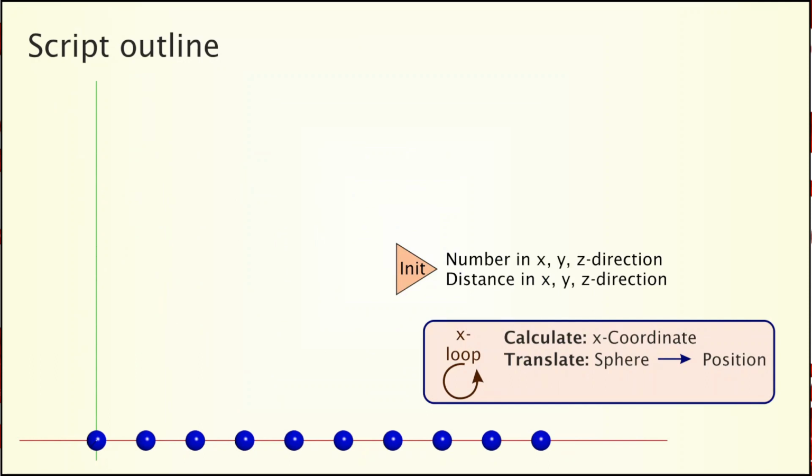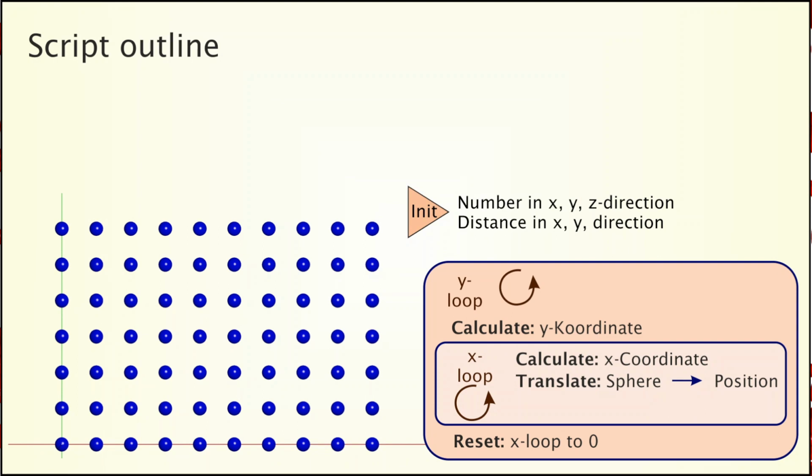For positioning these spheres, we only need one loop, which will simply add the distance in the x direction to the previous position and place a sphere on the new position. Prior to this loop, we have to define the number of elements in x direction and the distance between elements in this direction. I have already included the numbers and distances of elements in y and z direction in this script. We will need them later.